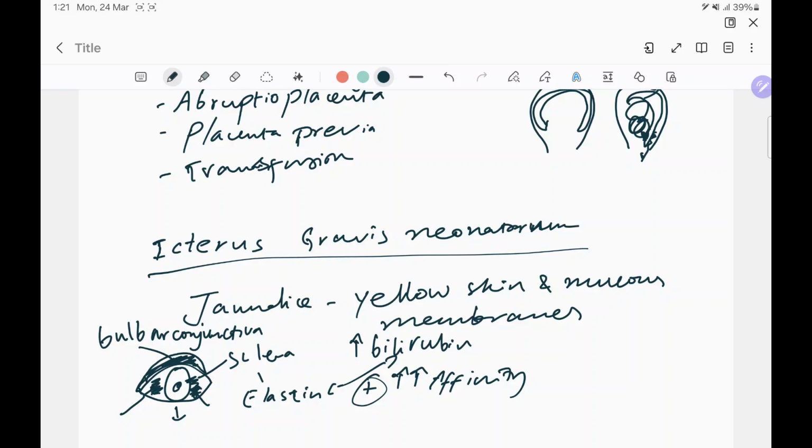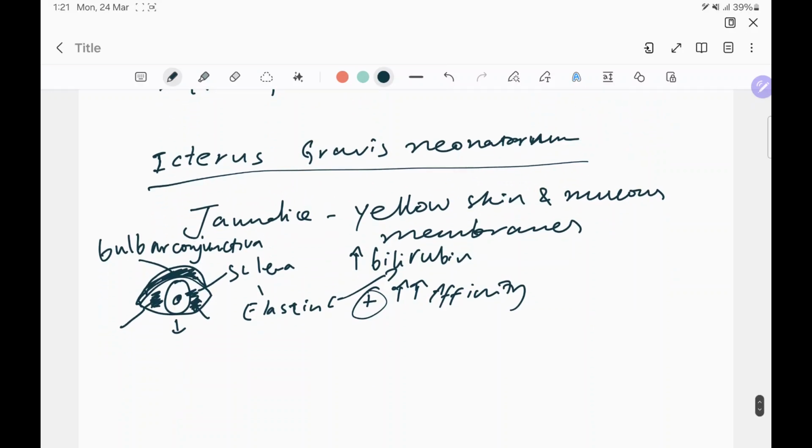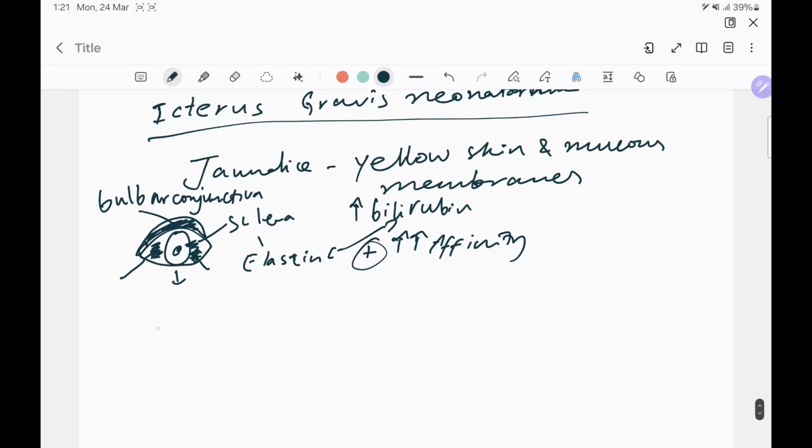That's not so bad. But then eventually, if there is too much RBC destruction, then you have a very high increase in the bilirubin levels. So if there's a really high increase in bilirubin levels, then you can have some problems because this bilirubin can stick in the basal nuclei. Some people call it basal ganglia.